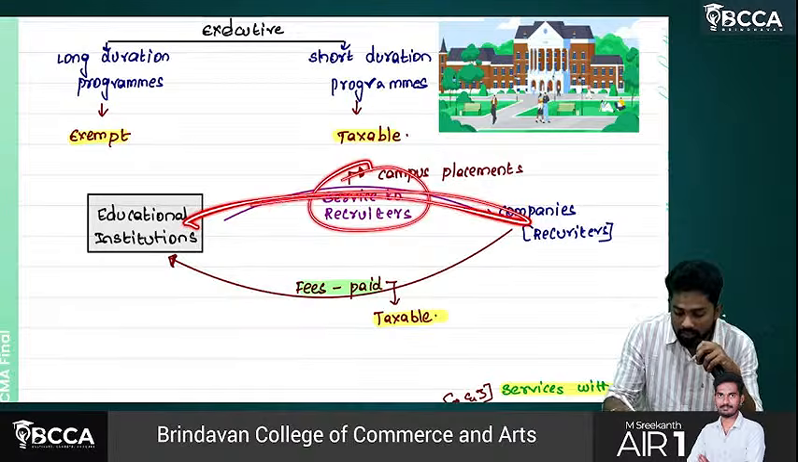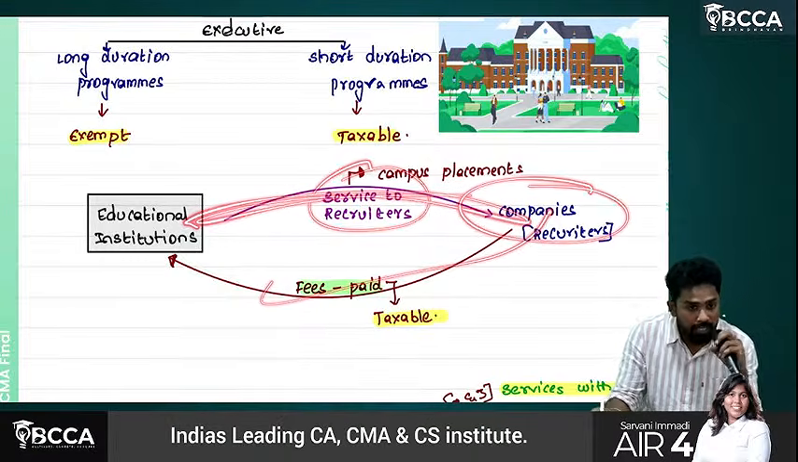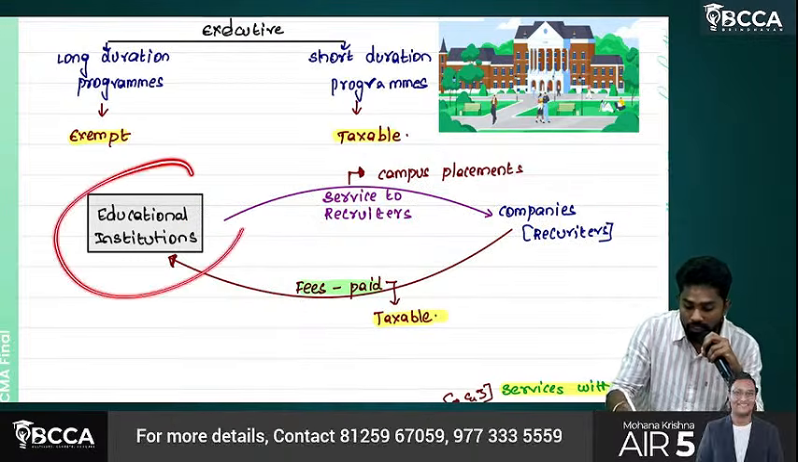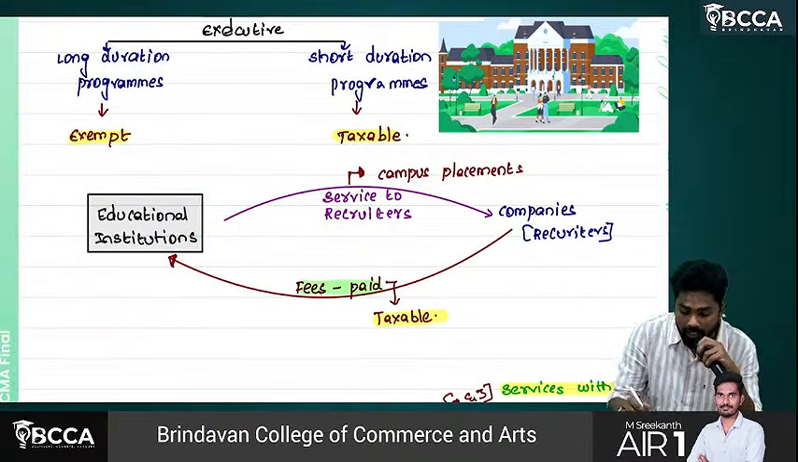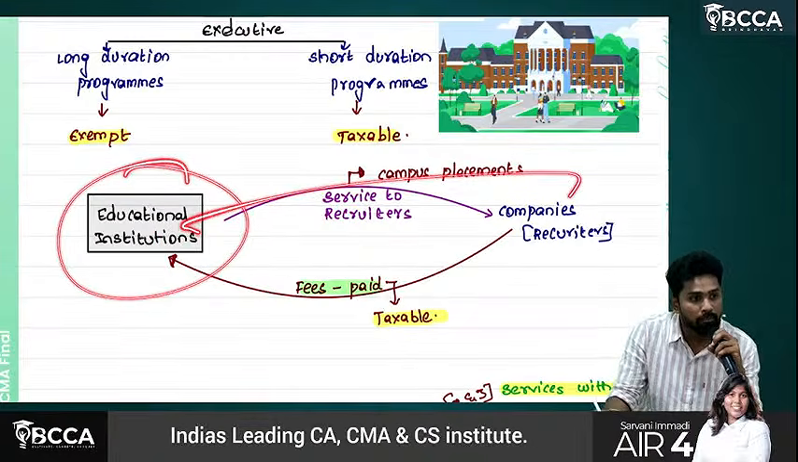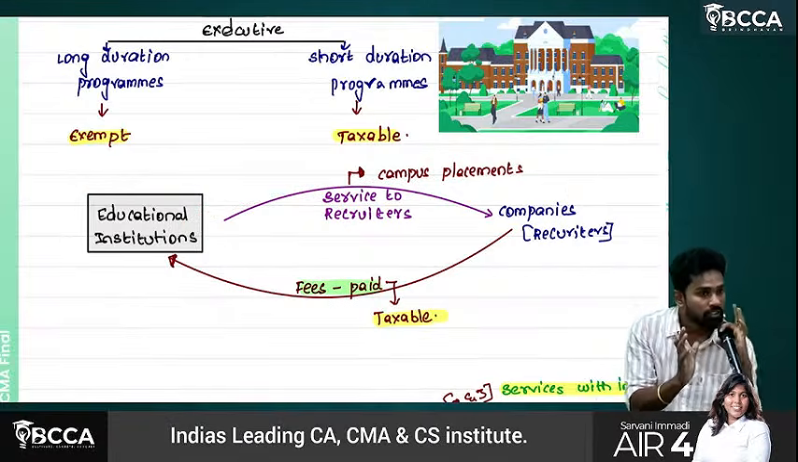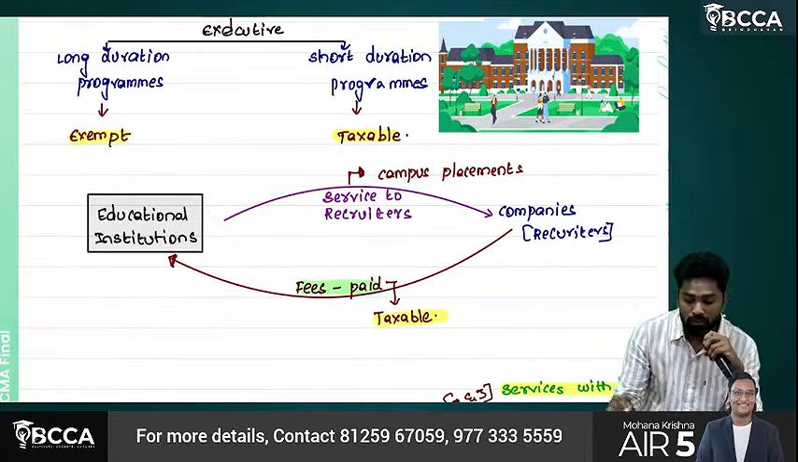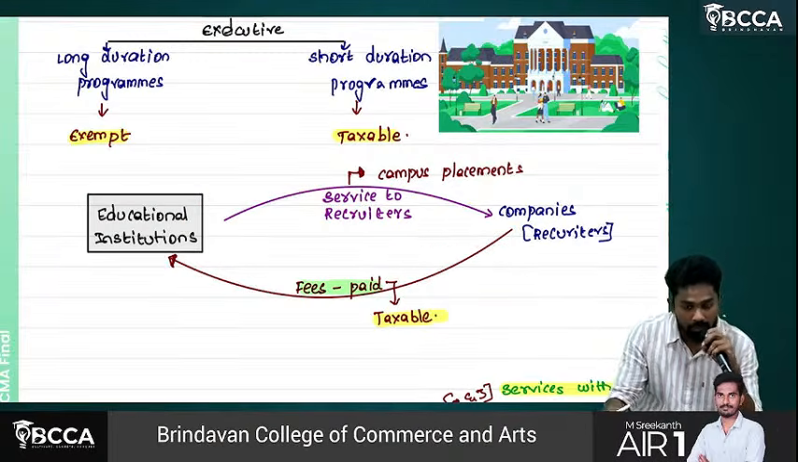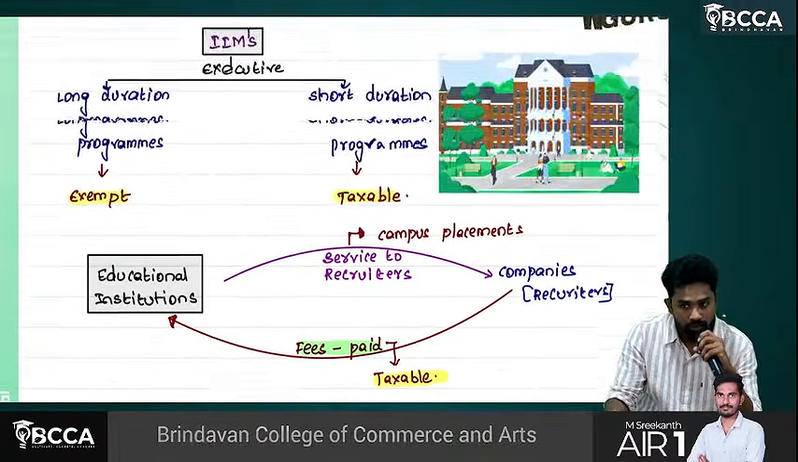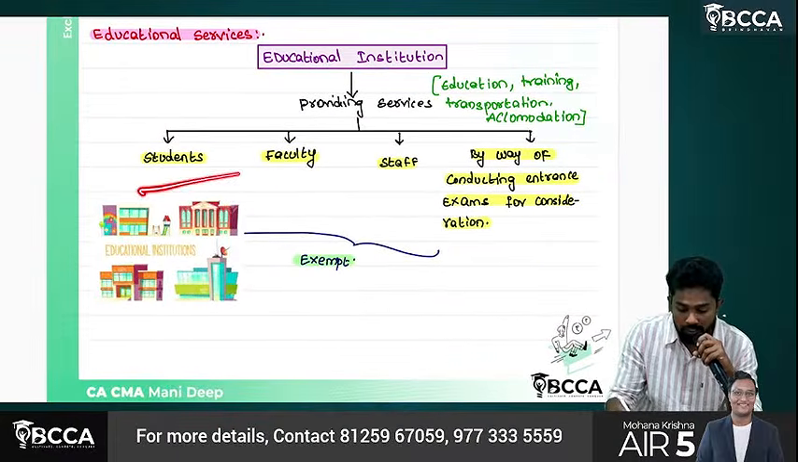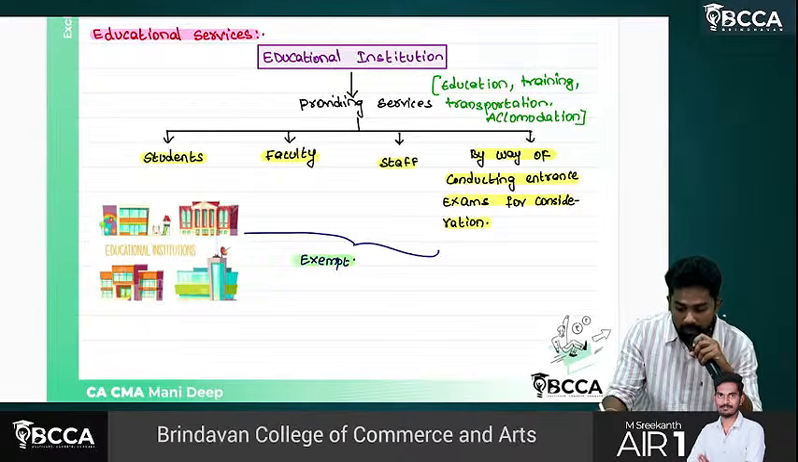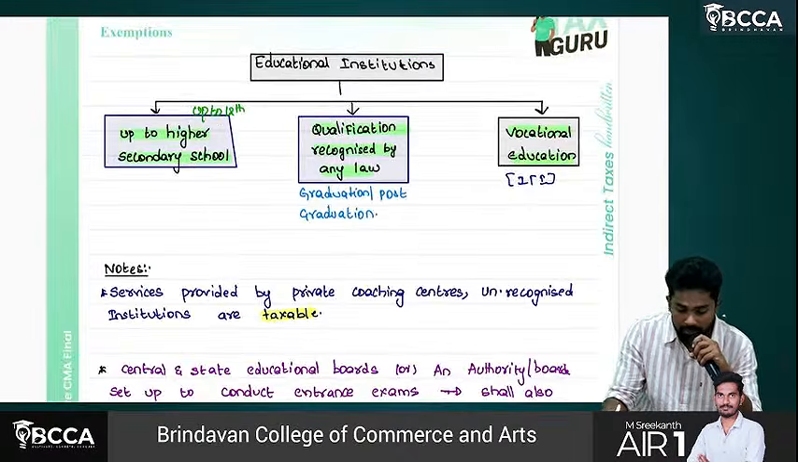So these services are taxable. Educational institutions, when they provide services to staff, students, faculty, exempted. Here they are providing services to some random people who come to their place to recruit. So their services are taxable. Understood now, sir? So educational institutions providing services to students, faculty, staff, exempted, or by way of conducting entrance exams, exempted.